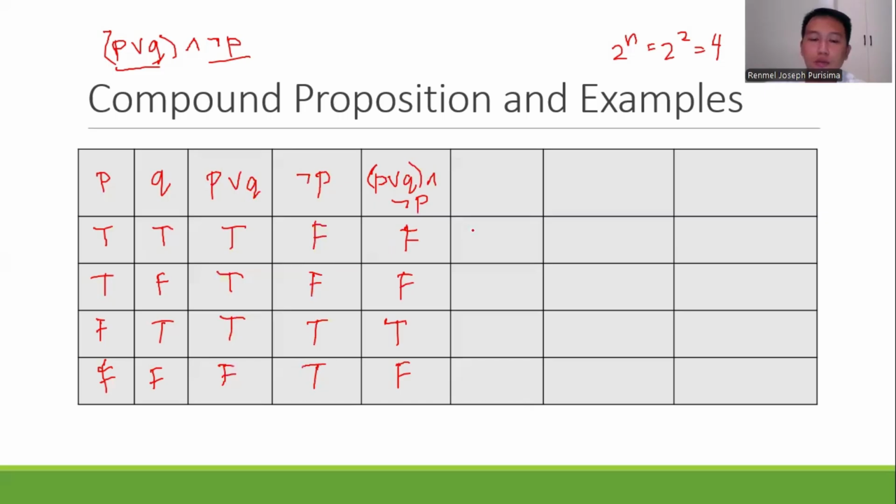So we have 3 types of propositional forms. We have tautology.